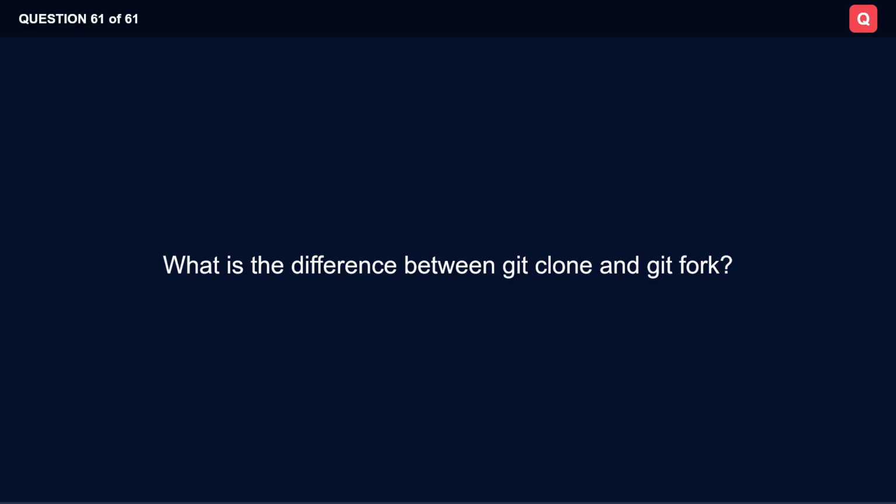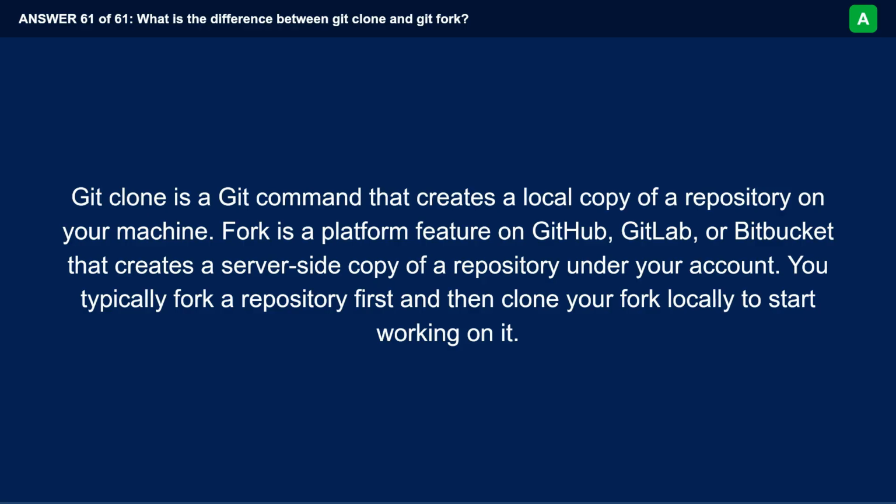What is the difference between Git clone and Git fork? Git clone is a Git command that creates a local copy of a repository on your machine. Fork is a platform feature on GitHub, GitLab, or Bitbucket that creates a server-side copy of a repository under your account. You typically fork a repository first, and then clone your fork locally to start working on it.